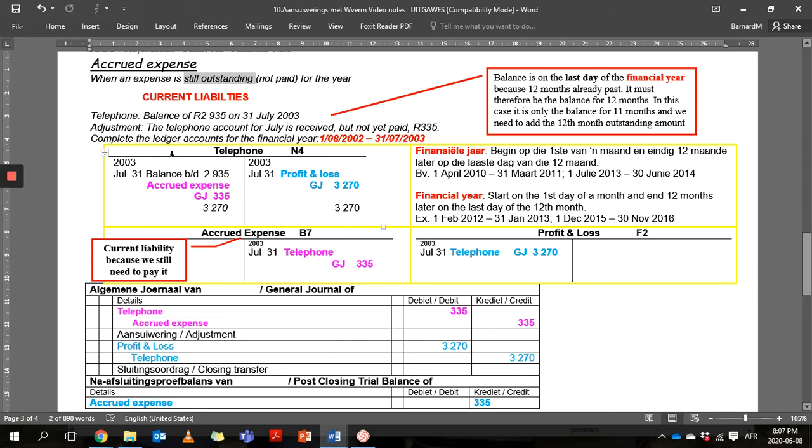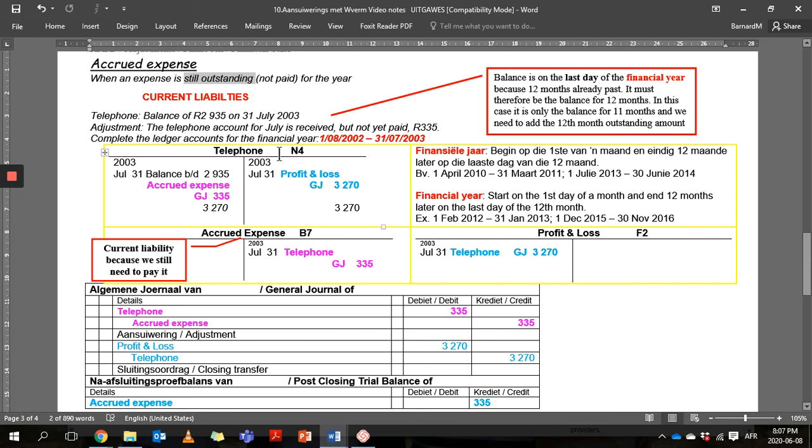So I have here a telephone account with a balance of 2,935 on the 31st of July. Why the 31st of July? Because it is the last day of the financial year. Because 12 months have already passed, it must therefore be the balance for 12 months.